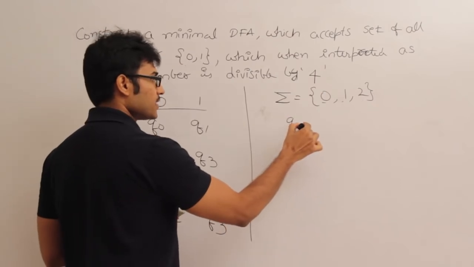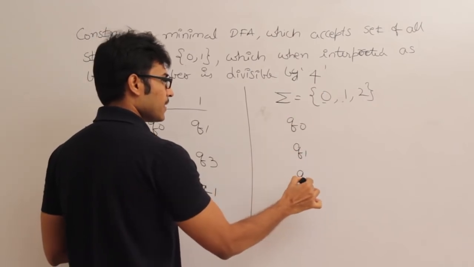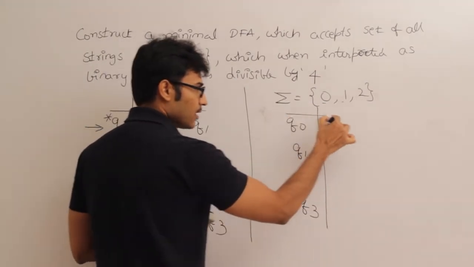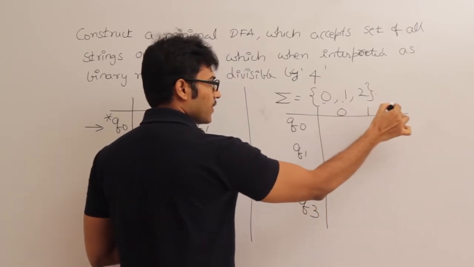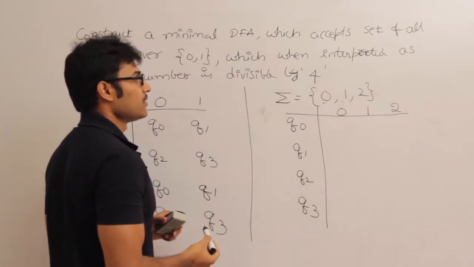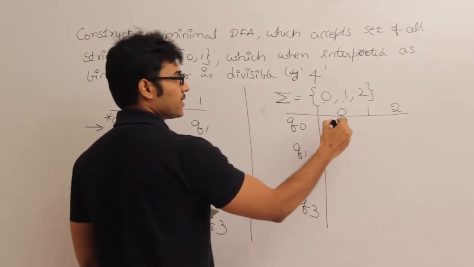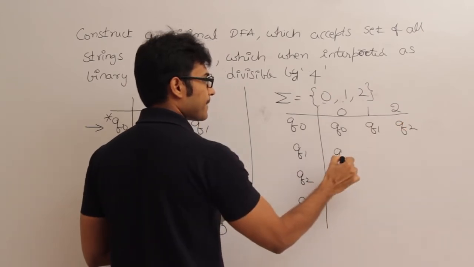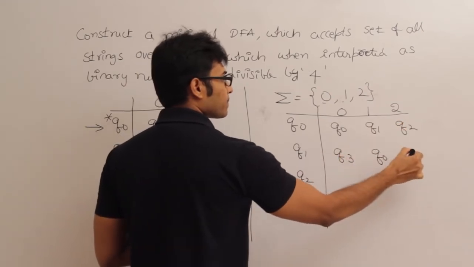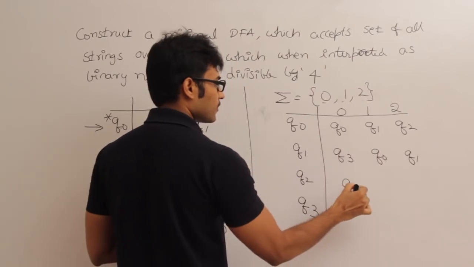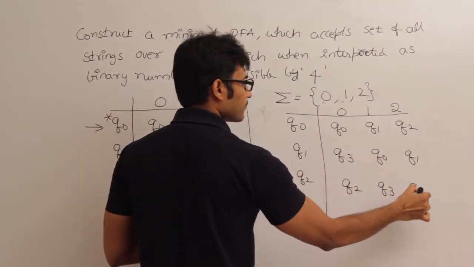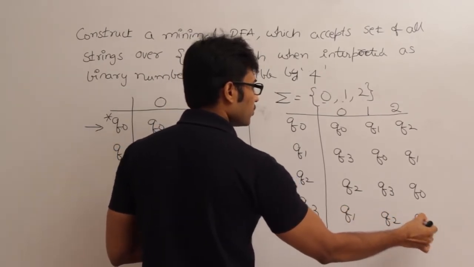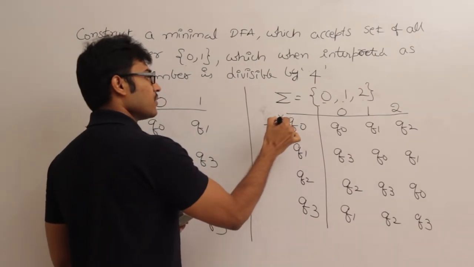How many states? 4 states: Q0, Q1, Q2, Q3, and input is 0, 1, 2. So how should you write it? Directly Q0, Q1, Q2, Q3, Q0, Q1, Q2, Q3, Q0, Q1, Q2, Q3. Final state and initial state are Q0.